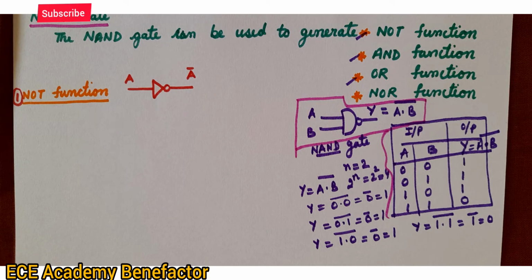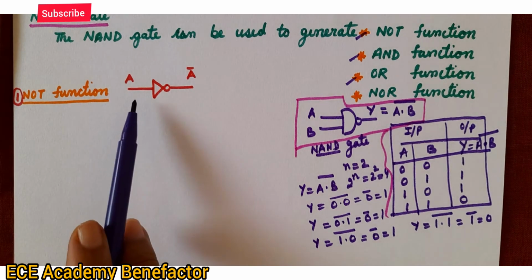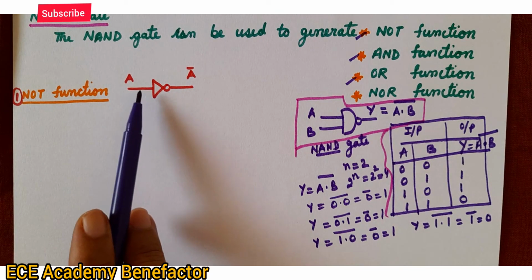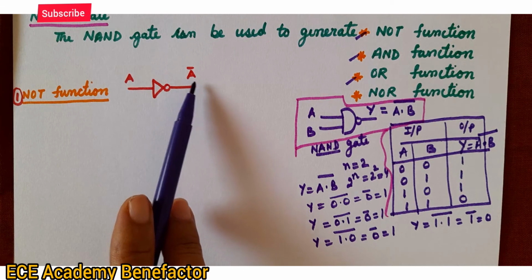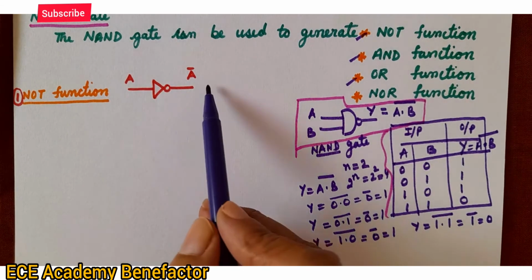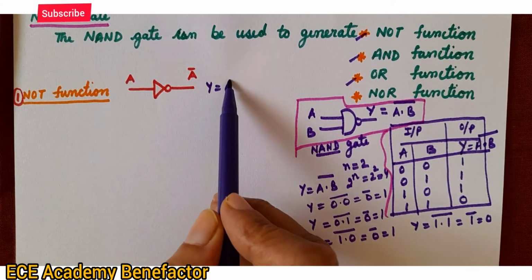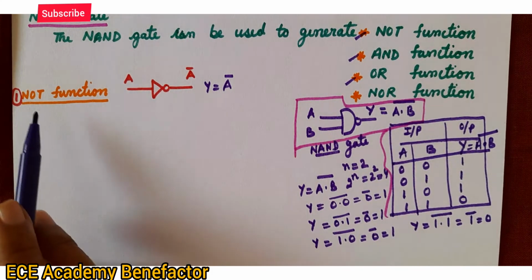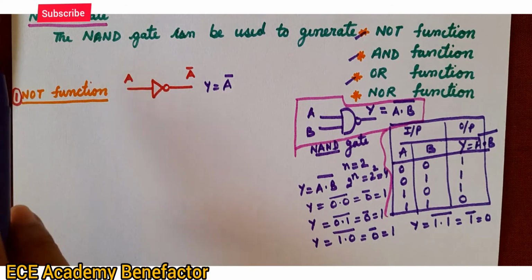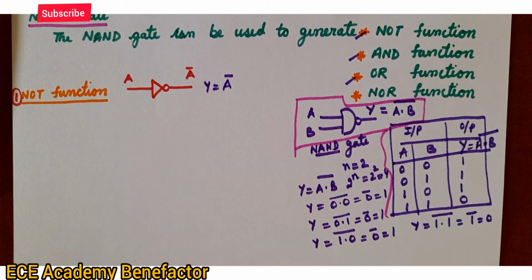Okay, coming to the NOT function. NOT function is a single input gate. If the input is A, the output of NOT gate is A bar. So what is the Boolean expression for NOT gate? Y is equal to A bar. Okay. Now how can this NAND gate be used as a NOT function?